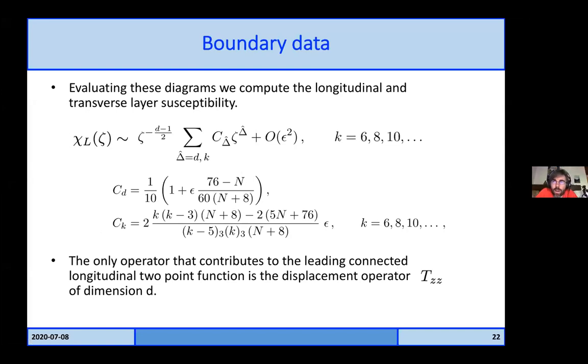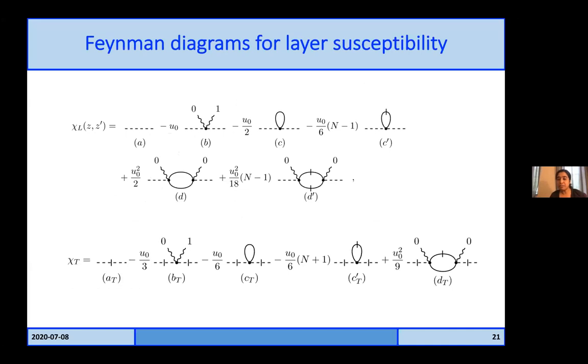Can I ask a question? How do you compute this formula? Do you take every Feynman diagram and expand it in zeta? What exactly goes on here? You mean this diagram? Yeah. So this diagram is a function of z and z prime. We use the Feynman rules for all these diagrams. And since the layer susceptibility will only depend on z and z prime, because we are doing all the internal integrals, we end up getting something which is a function of z and z prime.